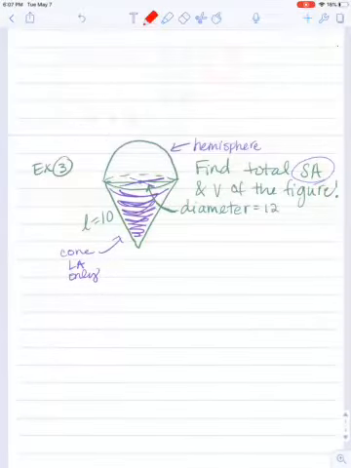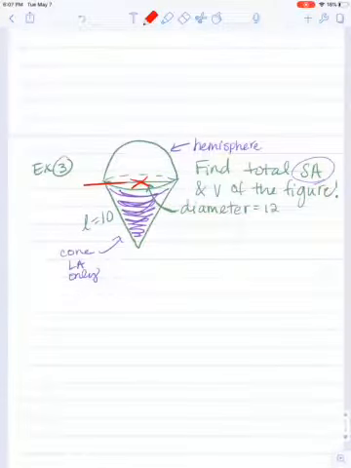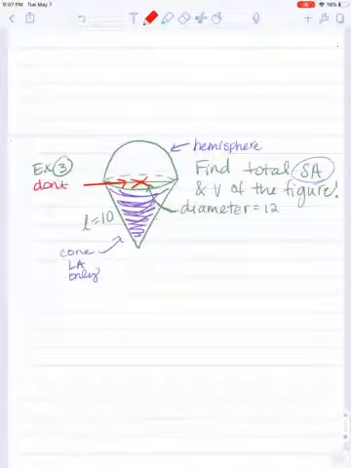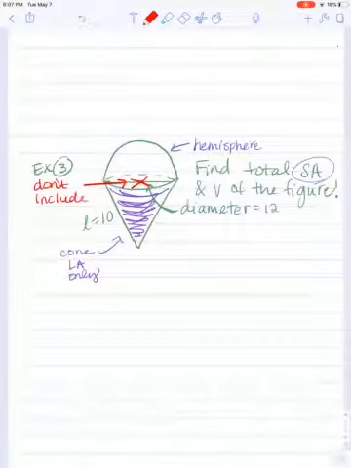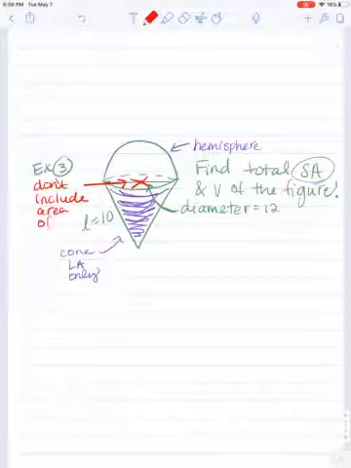I'm going to make a little note. I'm going to put it in red because it's bad. So don't include area of the base. Okay.